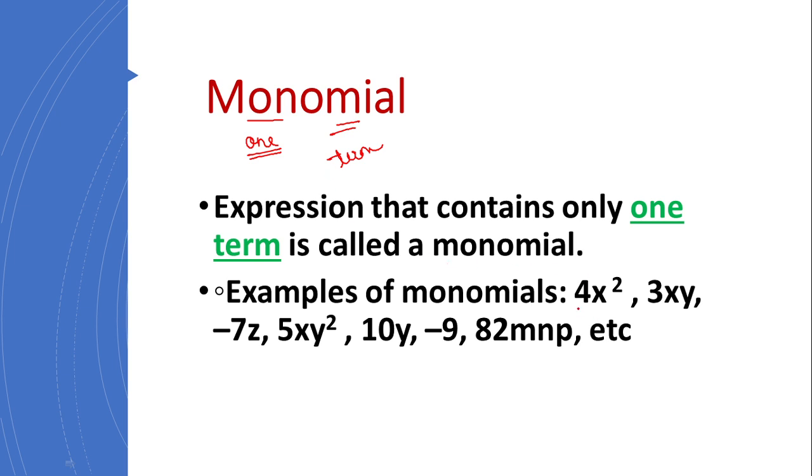Like for example, you see 4x square, 3xy, only one term is there. Okay, one term means what? Suppose here x plus y was there, in the middle a plus sign is there. That means two separate terms are there. Here it exists independently, just 4x square, no plus, no minus. So what is it? It is a monomial.